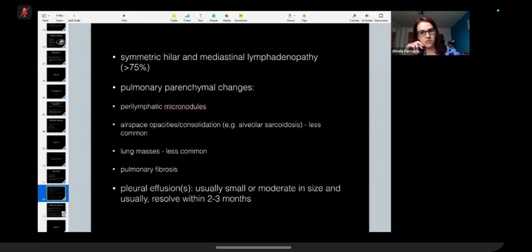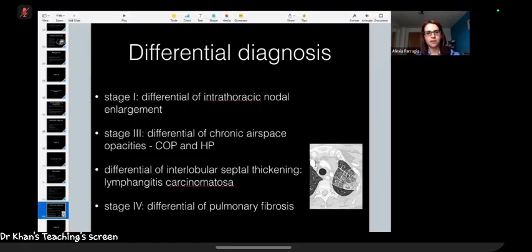Airspace opacities or consolidation in alveolar sarcoidosis is a bit less common, but we saw it in this case as well. Lung masses are less common. End-stage sarcoidosis, stage 4, would lead to pulmonary fibrosis. And sometimes you can get pleural effusions as well, usually small or moderate in size, and they usually resolve within a couple of months. The differential diagnosis in sarcoid depends on the stage.